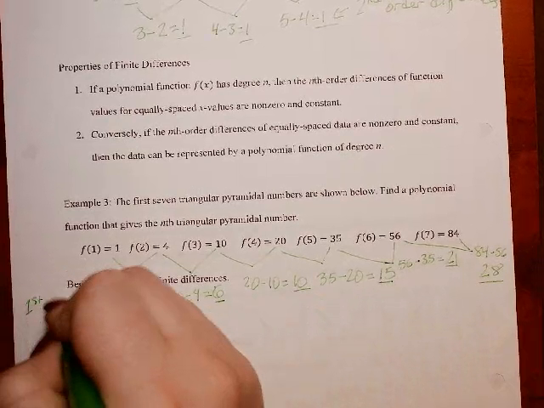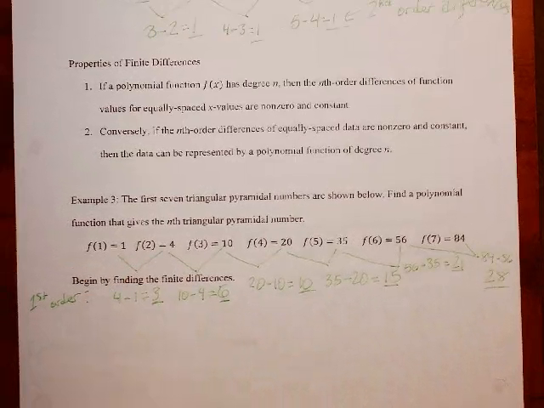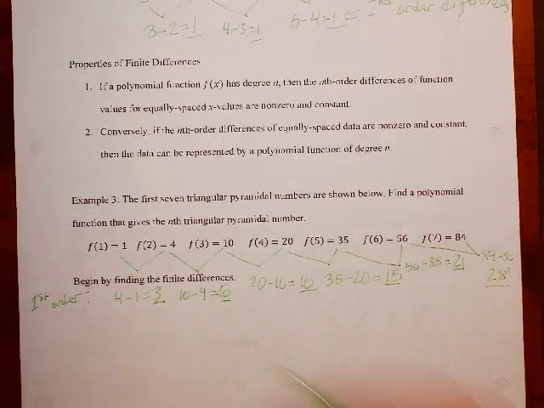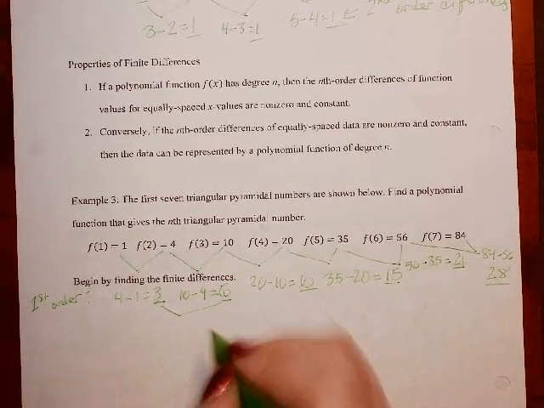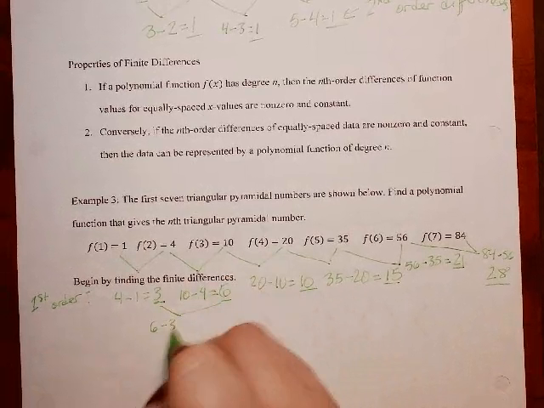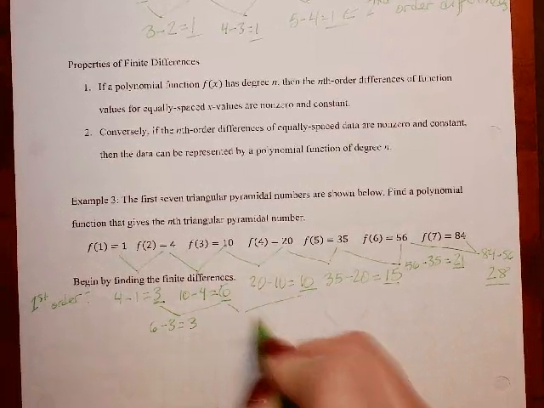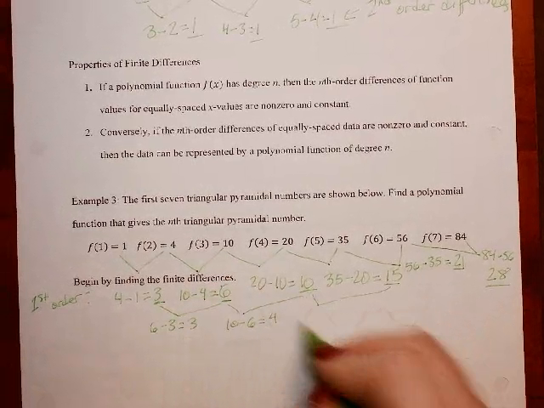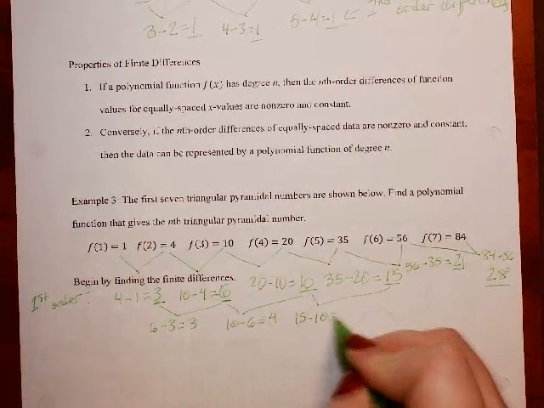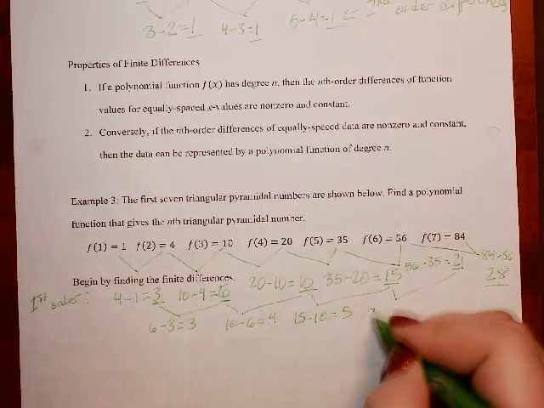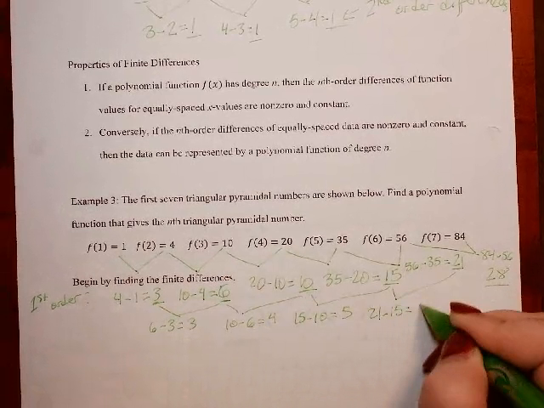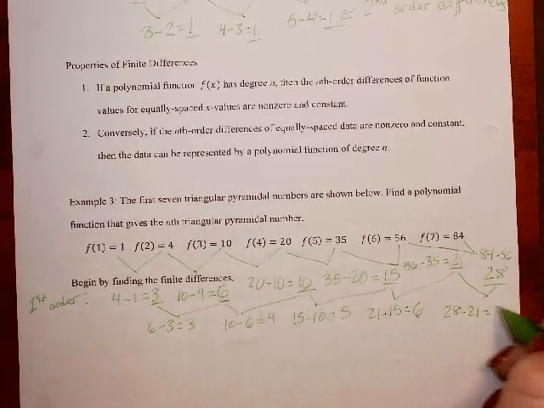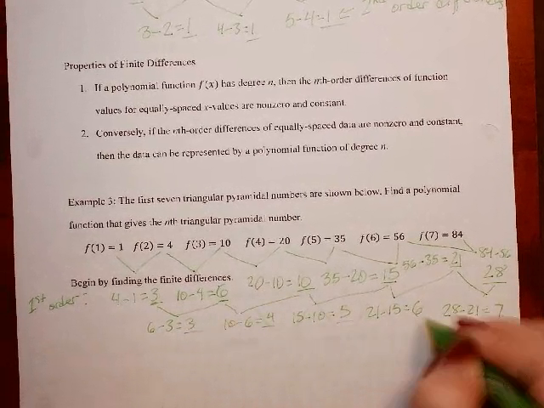So now we move on. We're going to find our second order differences. So 6 minus 3 is 3. 10 minus 6 is 4. 15 minus 10 is 5. 21 minus 15 is 6. And 28 minus 21 is 7. So we have 3, 4, 5, 6, and 7. And those are our second order differences.